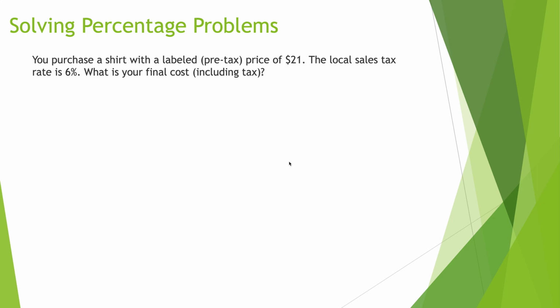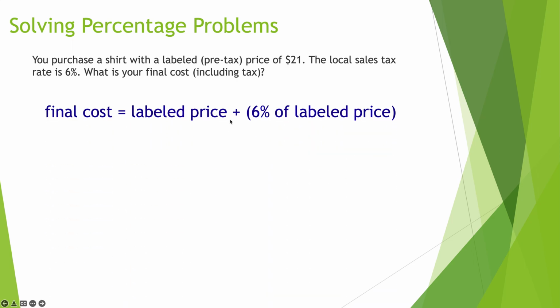So if I want to find the final cost, it is the labeled price plus the tax. You know it's plus, right? The government's not going to decrease the price of something by the tax. Heck no, the tax is something they add to the item so they can get it out of your pocket and into their hands. It is the nature of governments. So the final cost is the labeled price plus 6% of that labeled price. In this case, the labeled price was $21.